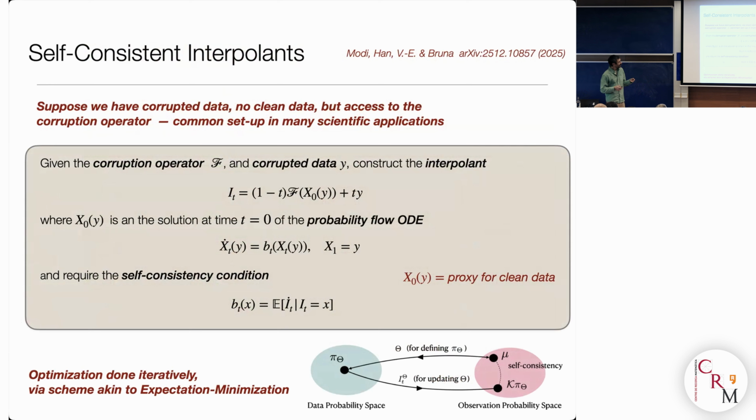So the first case is this one: suppose that you have corrupted data, coming, for example, from some experimental measurement. Okay, that's your data. You don't know what the clean data is, but let's imagine that you know the operator that has been used to corrupt this data. So you know what the source of noise in your data is. Okay, it's a reasonable assumption to make, there are many cases like that. Then, of course, you don't have your clean data. You only have the corrupted one. You cannot do the standard interpolant because you're missing the data at one end.